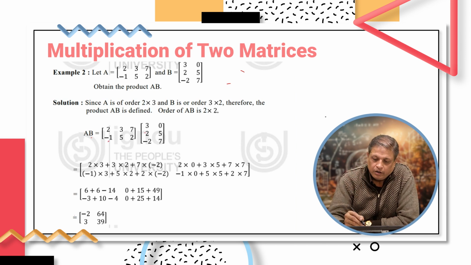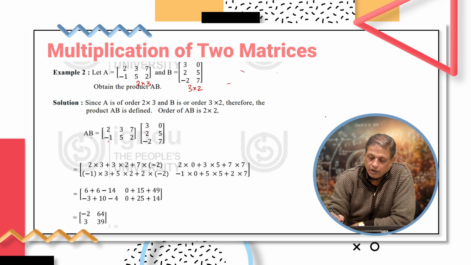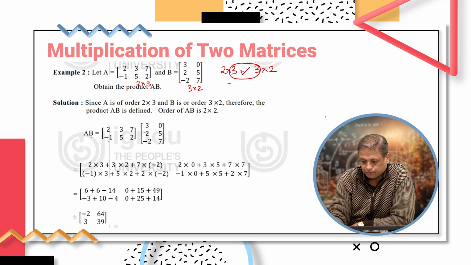Now, in this numerical, we are given two matrices. The order of matrix A is 2 cross 3. The order of matrix B is 3 cross 2. The first and foremost important point you need to observe is that the number of columns of the first matrix should be equal to the number of rows of the second. Is it true or not? In this case, this is true because the first matrix is of order 2 cross 3 and the second matrix is of order 3 cross 2. So, 3 is equal to 3. That means matrix multiplication is possible.